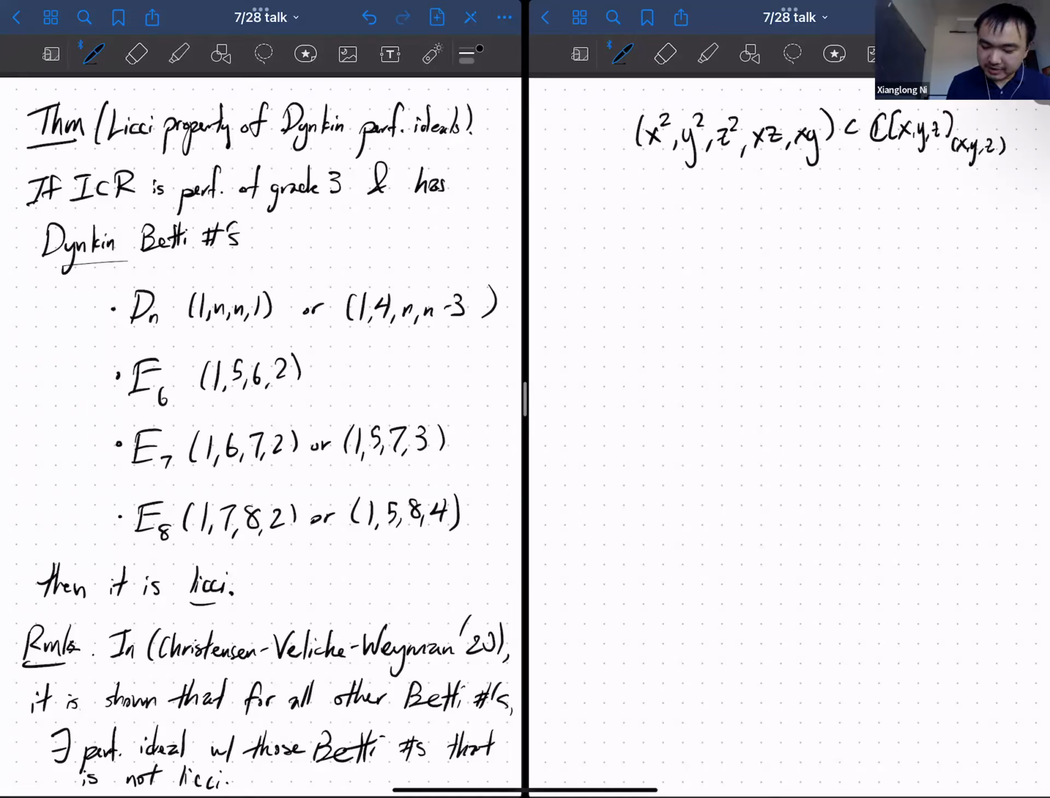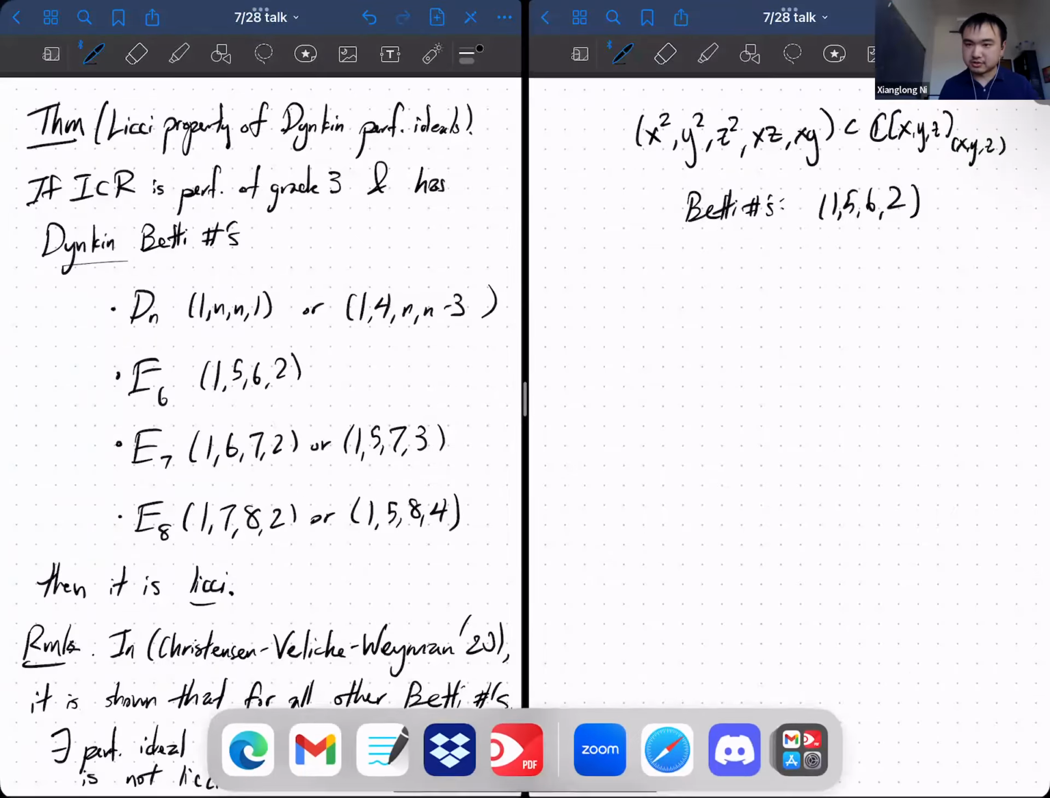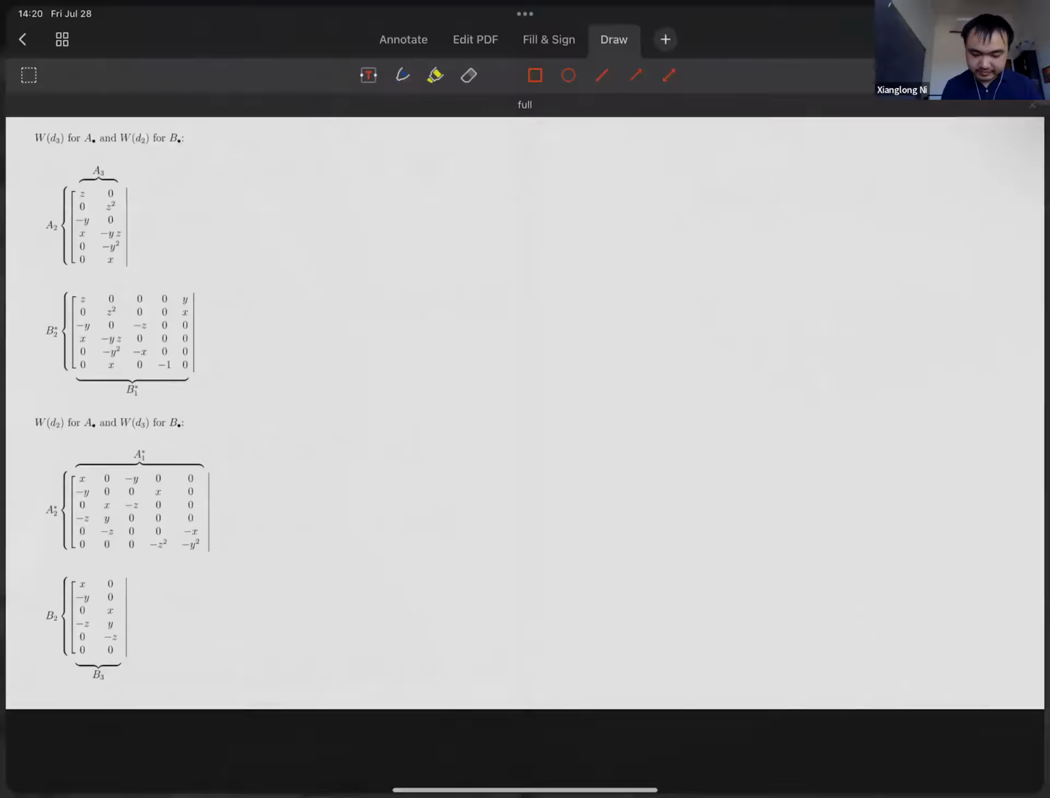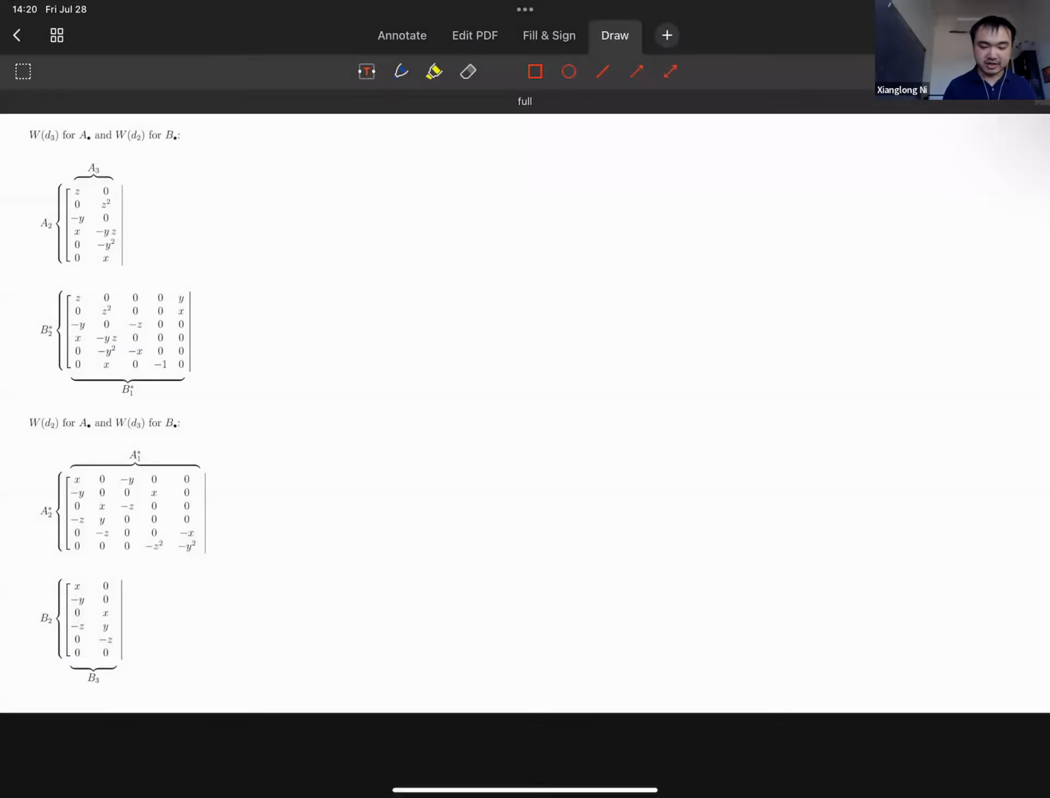I claim that its Betti numbers are 1, 5, 6, 2. So as a consequence of this theorem, it will follow that this ideal is in the linkage class of the complete intersection. So let me show you what the free resolution looks like. So here what I've displayed on the top is the differential D3 of the resolution of my monomial ideal. And this is the dual of D2 for the resolution of my monomial ideal.